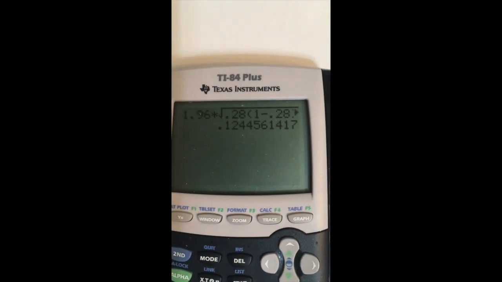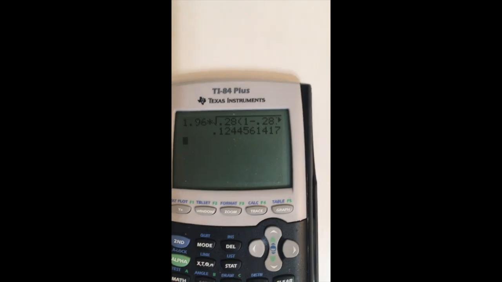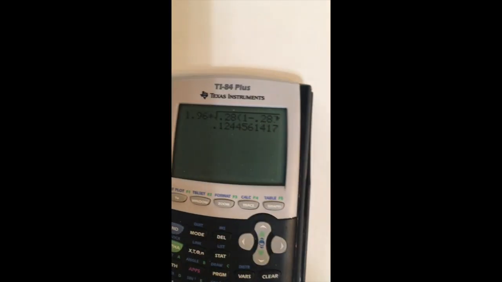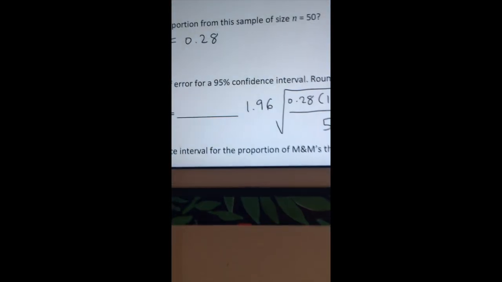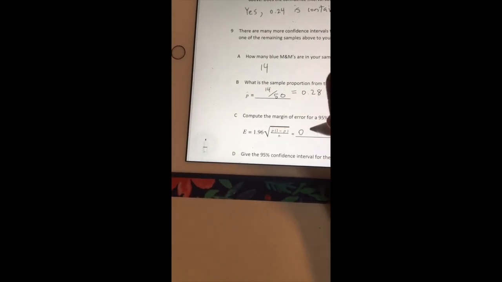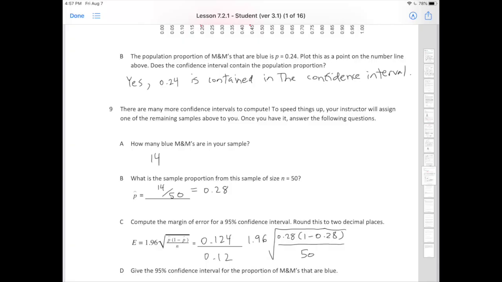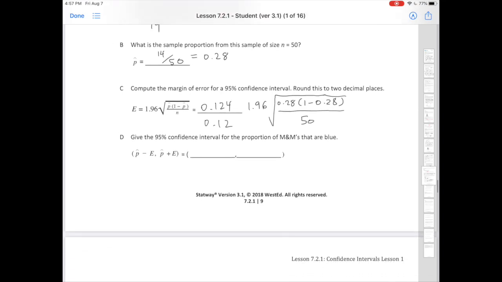My margin of error is 0.1244. So if I round that to 3 decimal places, that's 0.124, right? So let's go ahead and write our answer down here. I have 0.124. Or if we wanted to round it to 2 decimal places, we could. It's 0.12. Okay, so now we know where those answers come from, and let's keep going here.